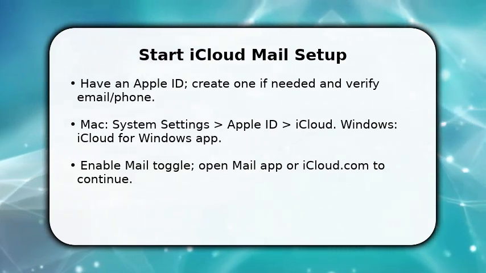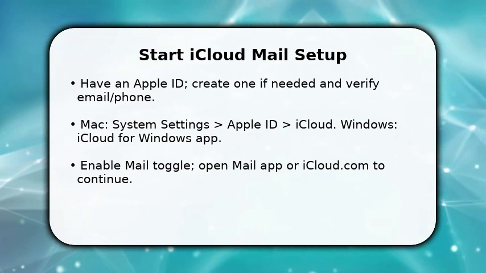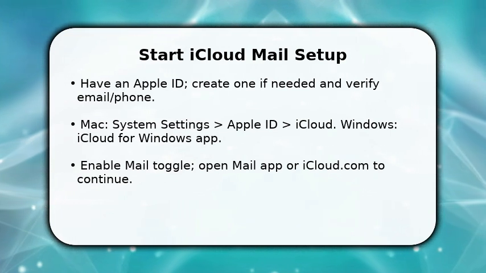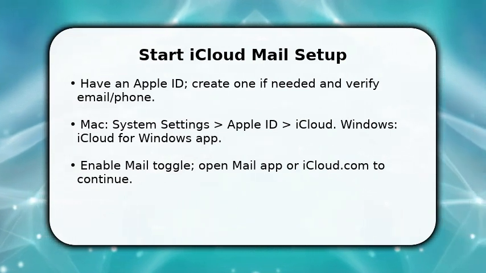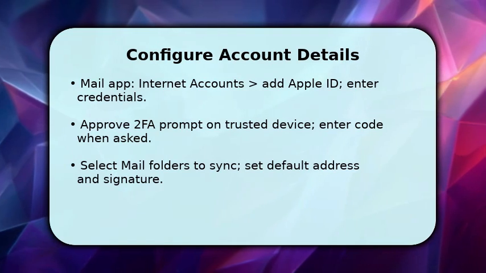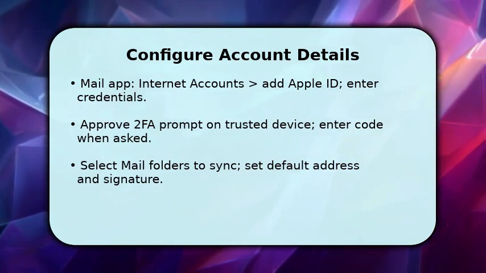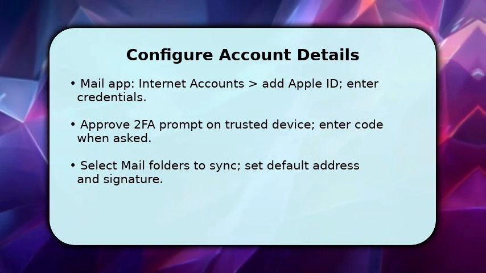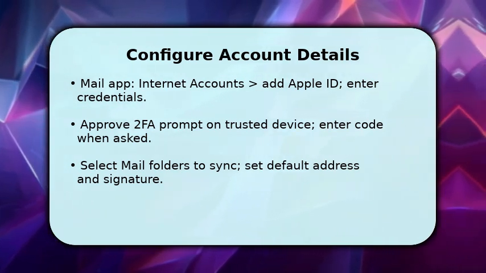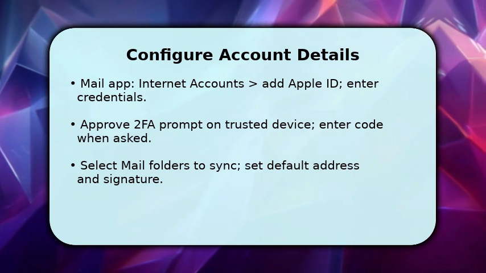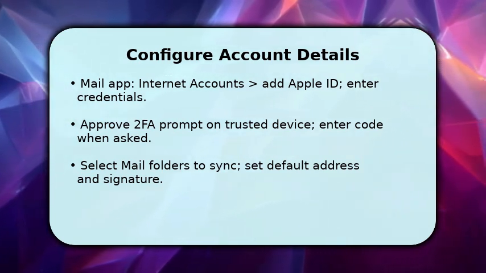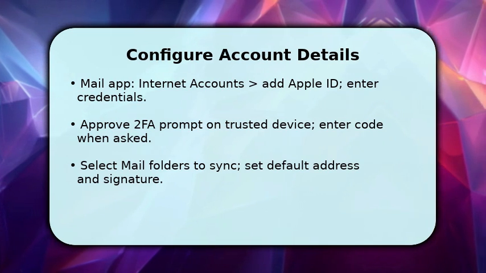After enabling Mail, open the Mail app or navigate to iCloud.com and sign in with your Apple ID to proceed to account configuration. You'll now add the iCloud account inside your Mail client so messages sync properly. On macOS, use Internet Accounts to add your Apple ID. On Windows, follow iCloud for Windows prompts. Approve the two-factor authentication request on a trusted device and enter the verification code when prompted.